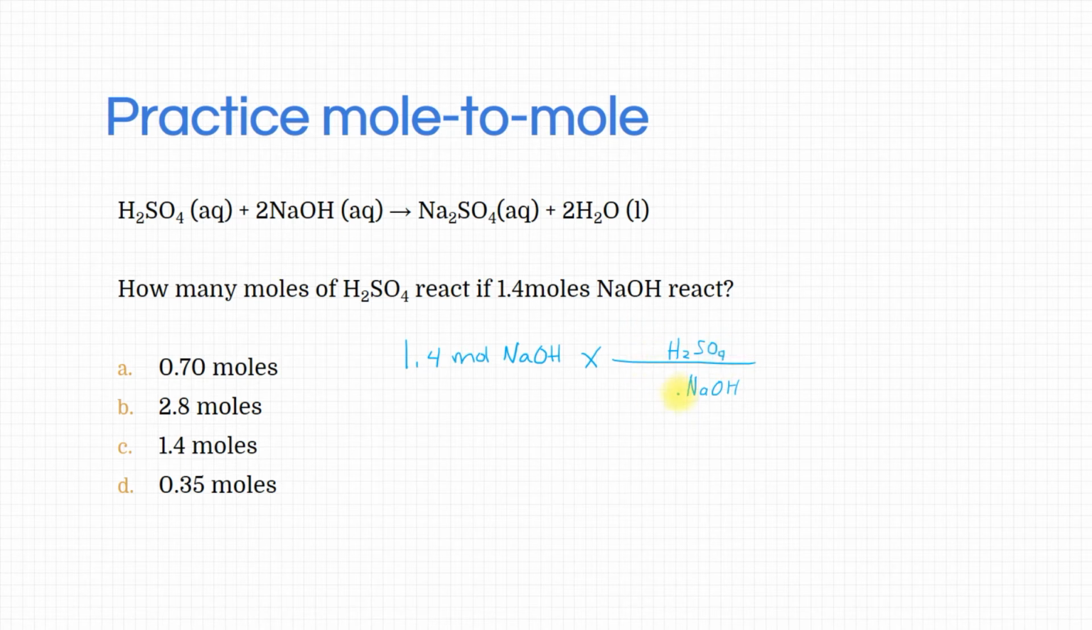And then I got to find some numbers to go with this. There apparently is 1 H2SO4 and 2 NaOH. So basically what I have to do is go 1.4 moles, NaOH cancels because they're on opposite sides, divided by 2. The 1 doesn't affect anything because multiplying or dividing by 1 doesn't change the number. So what I get is 0.7 moles of H2SO4. That's the answer to the question. It asks how many moles. So I'm going to guess A. A is the correct answer here.